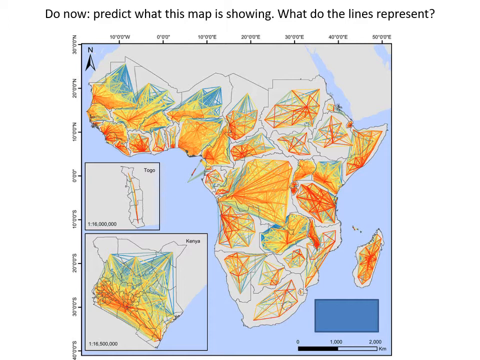You'll notice coloured lines, I hope. What do you think they show? Have a little think, jot down an answer. Should take 1 or 2 minutes. You can pause the video now.